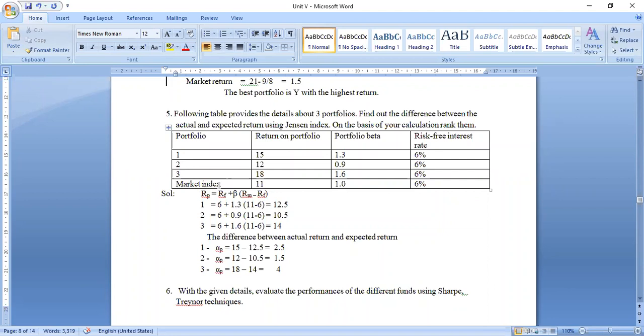We are given the market return here. Return on portfolio: 15, 12, 18, and this is the return on market portfolio: 11. We are having portfolio betas. We are having the risk-free rate of interest, or risk-free rate of return.